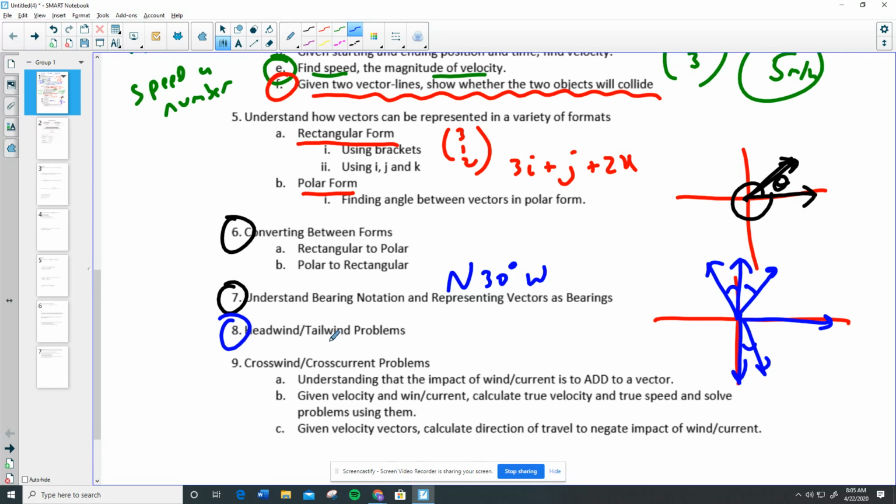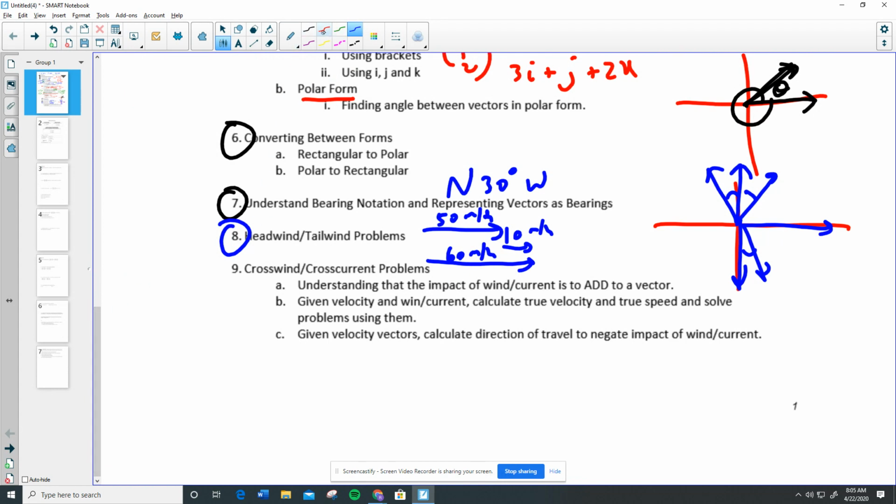You should be able to do headwind, tailwind problems. These are problems where you've got a current or you've got a plane flying in the wind, and it's going either directly in your face or directly behind you. So these tend to be much simpler. If you're going at 50 miles an hour in the air and there's a wind of 10 miles an hour that would be a tailwind, then overall you're going 60 miles an hour. Finally, crosswind, cross-current problems.